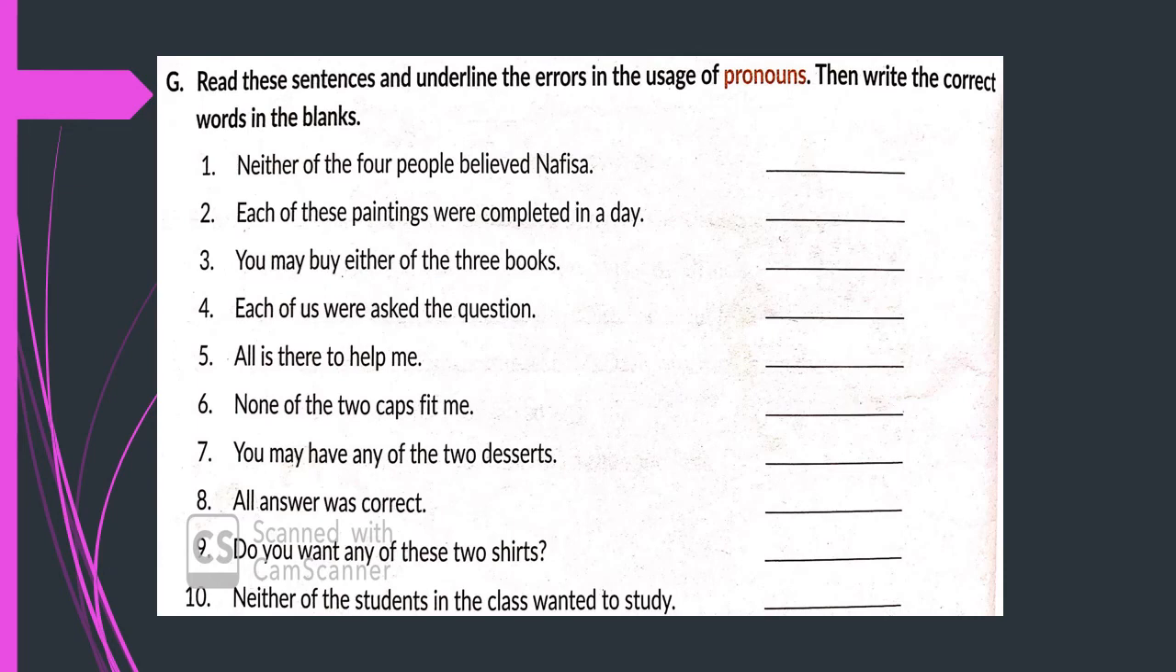Second one you will do on your own. Come to the third one. You may buy either of the three books. Again, either is an option between two. So there are three books. This is a wrong usage. You may buy any of the three books. Rest you are going to do on your own.